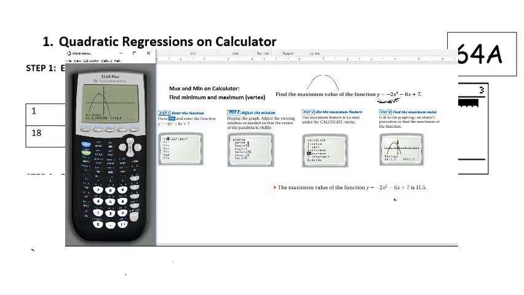The calculator gives us the maximum as x equals negative 1.4999 and y equals 11.5. I think it's fair to estimate in this case x equals negative 1.5 and y equals 11.5 as our point.